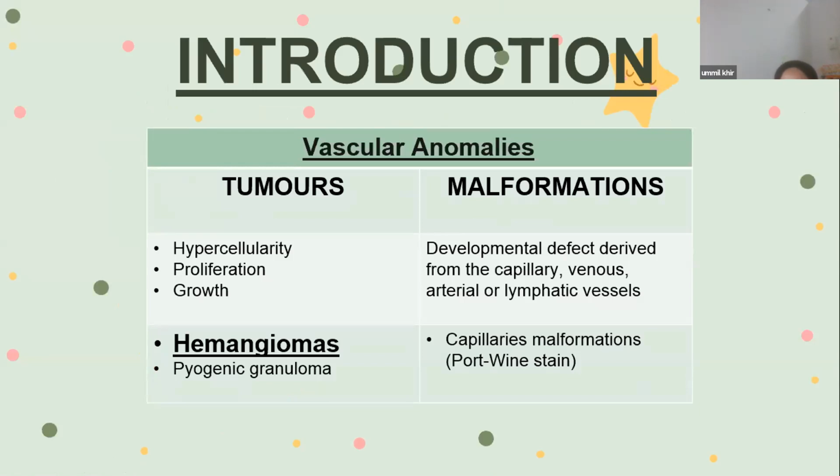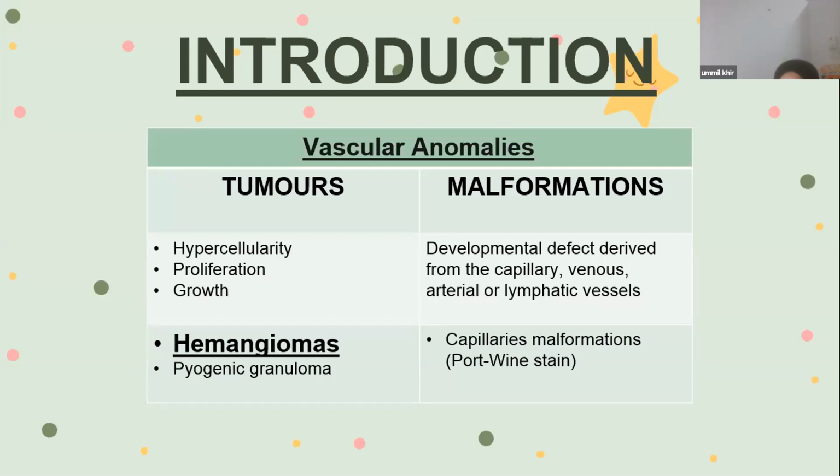For introduction, vascular anomalies that occur among children can be divided into two major categories, which are vascular tumor and vascular malformation. Vascular tumors are characterized by hypercellularity, proliferation, and growth. Examples under vascular tumor are hemangioma and pyogenic granuloma. So, more detail about hemangioma.